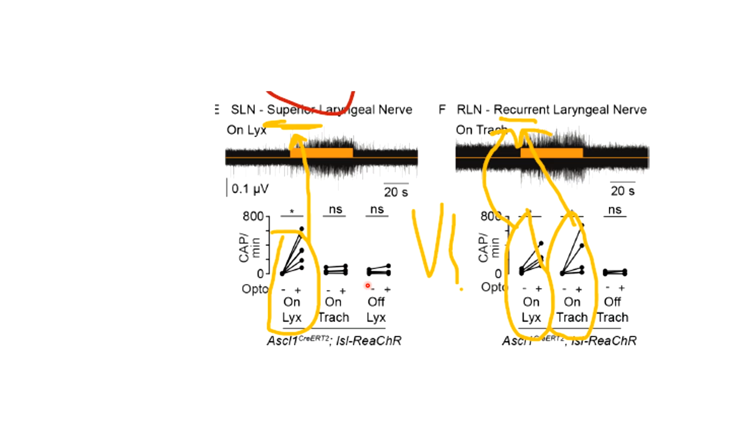Here, this confirms the normal anatomy. The superior laryngeal nerve gets signals from the larynx only, whereas the recurrent laryngeal nerve gets signals from both the larynx and the trachea.